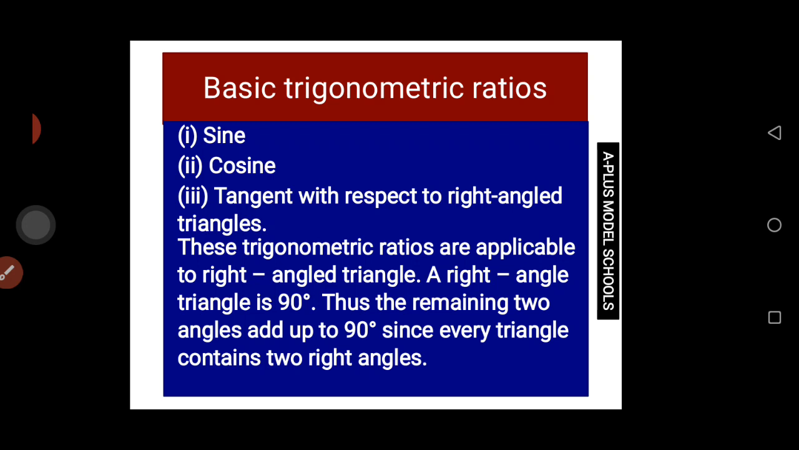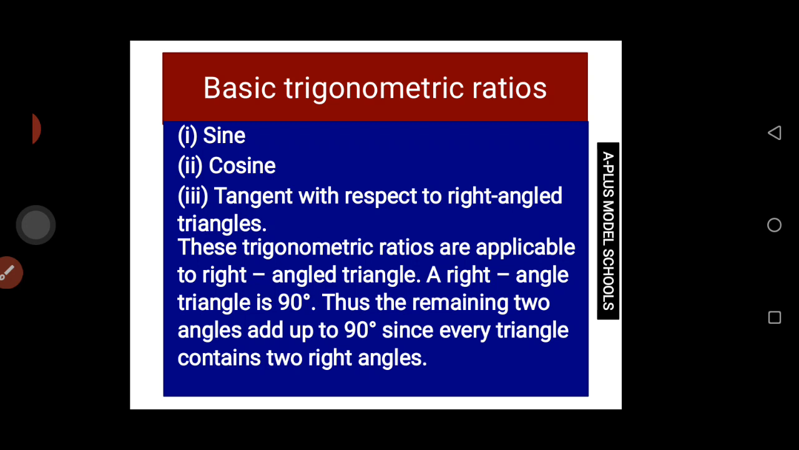Let's start with basic trigonometric ratios, which are sine, cosine, and tangent. These three trig ratios can only work if you have a right-angled triangle. So it works with a right-angled triangle. Are we together? So what is a right-angled triangle? A right-angled triangle is a triangle in which one of its angles is 90 degrees.